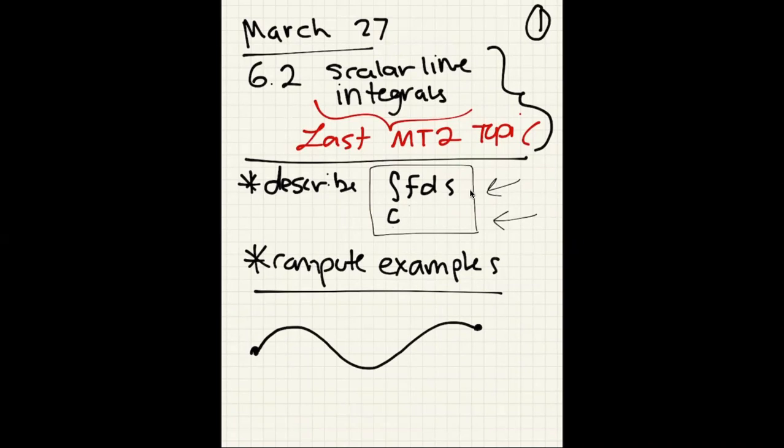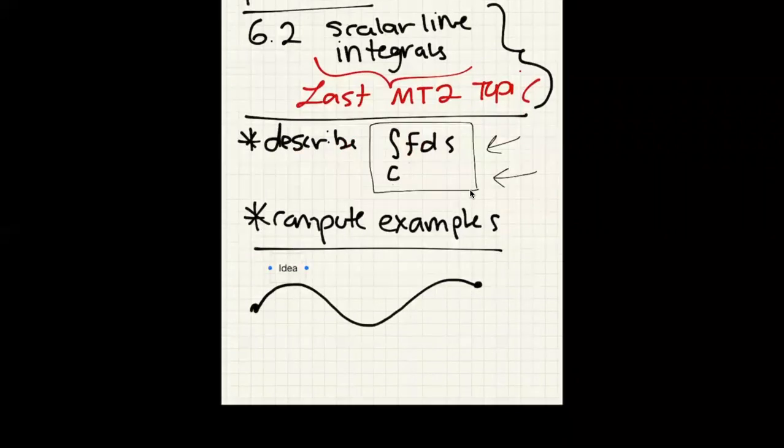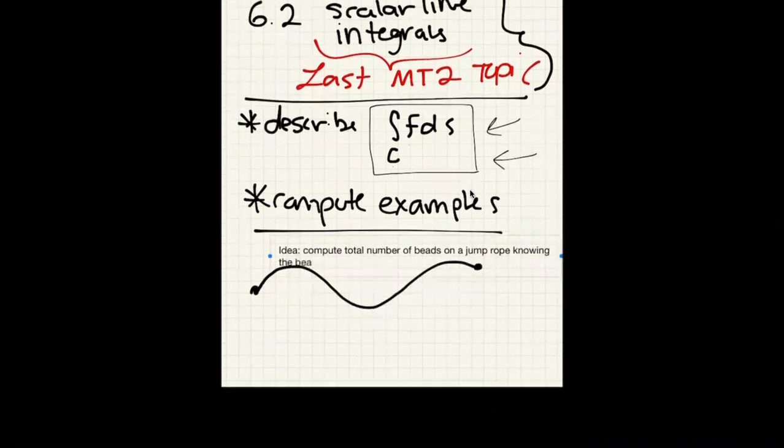Okay, so the idea is to compute the total number of beads on a jump rope, knowing the bead density per centimeter. So let me explain what I mean by this.